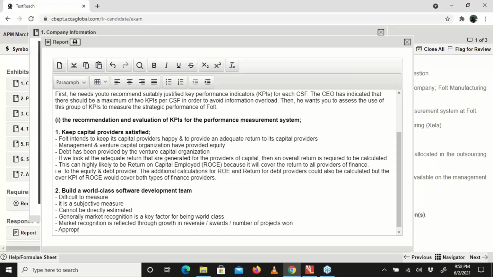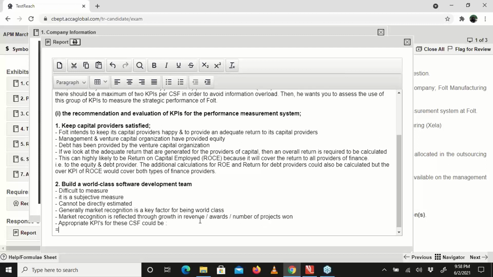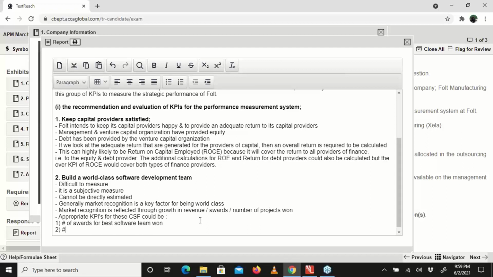So the appropriate KPIs for this CSF could be revenue growth, or I could say the number of awards for best software team. The second thing is the number of projects completed or the number of projects obtained, which is also going to be an indicator of the market recognition of your skills and capabilities.